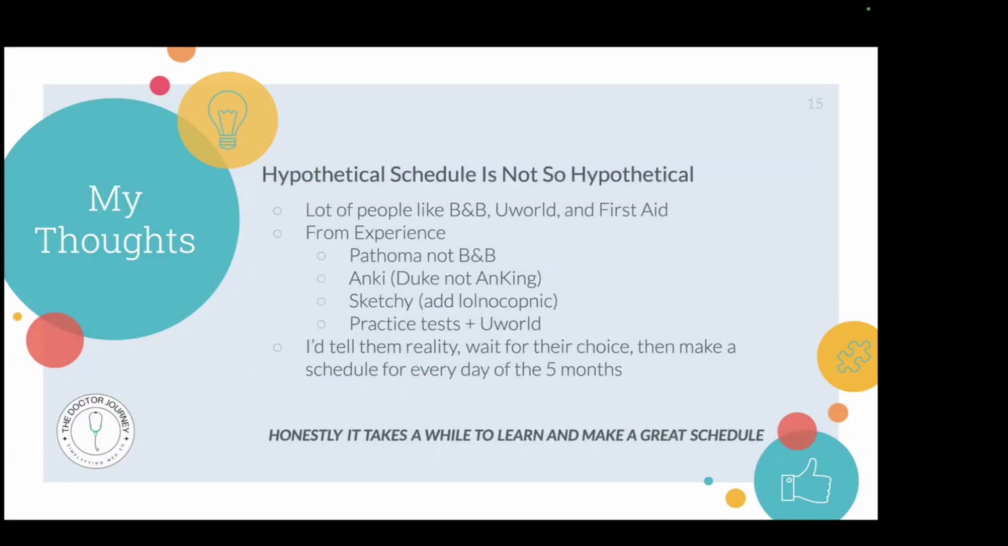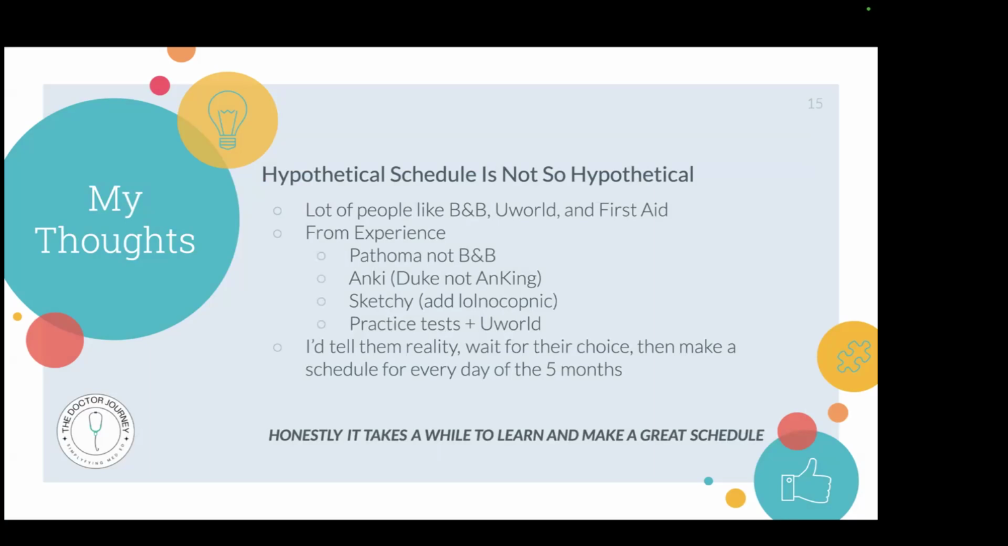So these are my thoughts. This hypothetical schedule is pretty common. People really want to do B&B. It's really good. But from my experience, Pathoma is better than B&B. The reason is it does a much more condensed version of this. Yes, you only get pathology in, but pathology is 60% of the exam. So you cover 60% of the exam in a way smaller amount of videos. And it's only 131 videos for Pathoma versus B&B's 447.